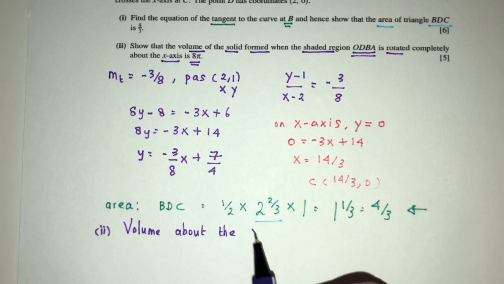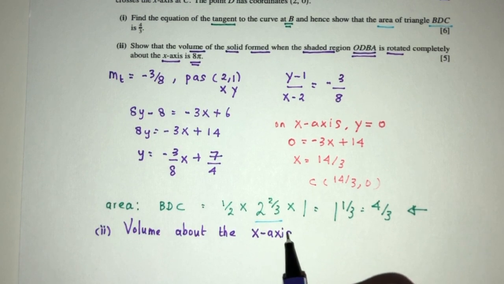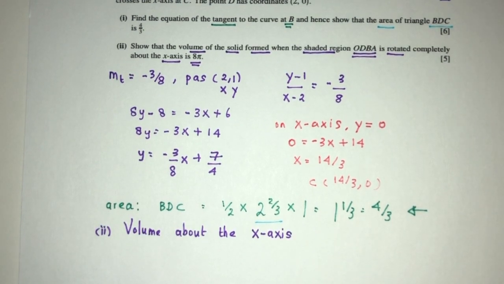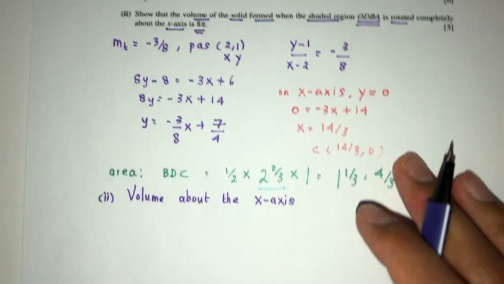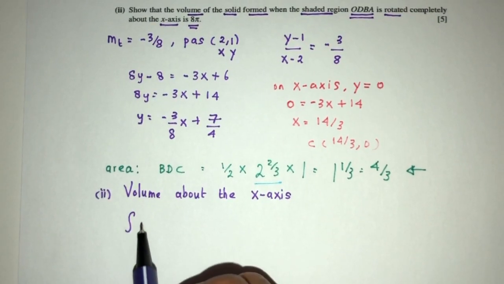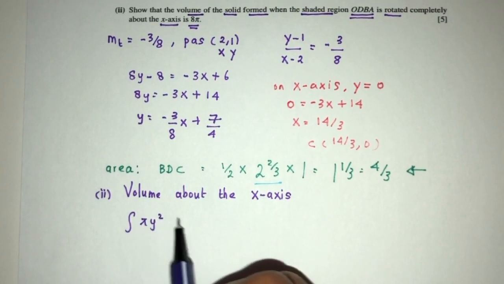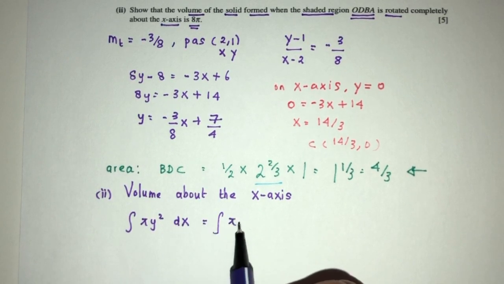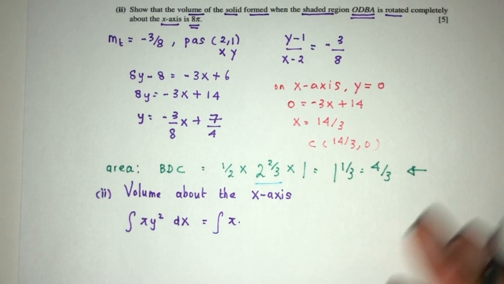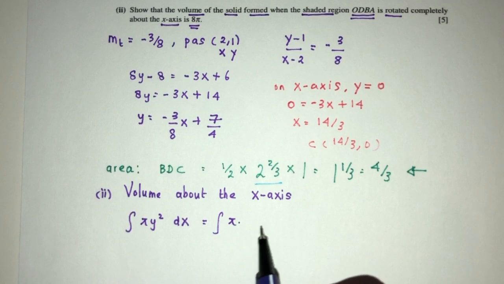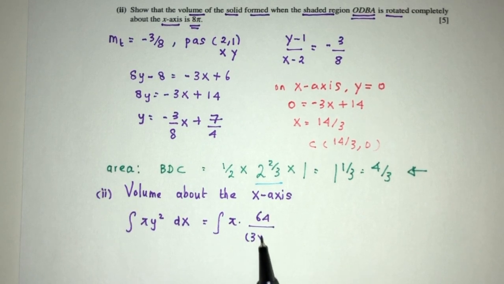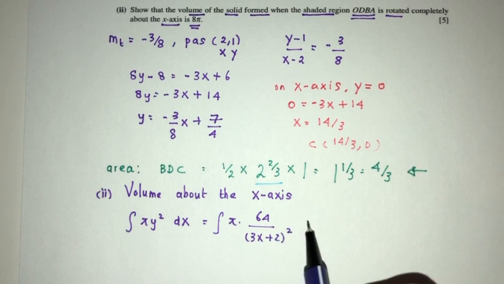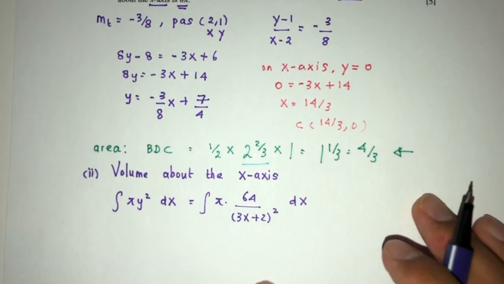Rotation about the x-axis. Now again, it is always best to know a formula that will help you with that, right? So we know it should be pi y squared with respect to dx. That pi is pi, and y is the equation of the curve. What is y squared? y squared will be 64 over the value of 3x plus 2, squared, dx.